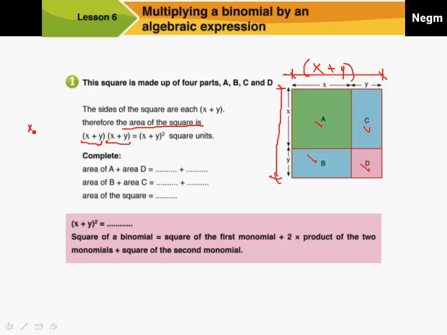If we multiply x times x, we say it is x to power 2 because this x is raised to power 1 and this is raised to power 1, and we add the powers. 1 plus 1 is 2.